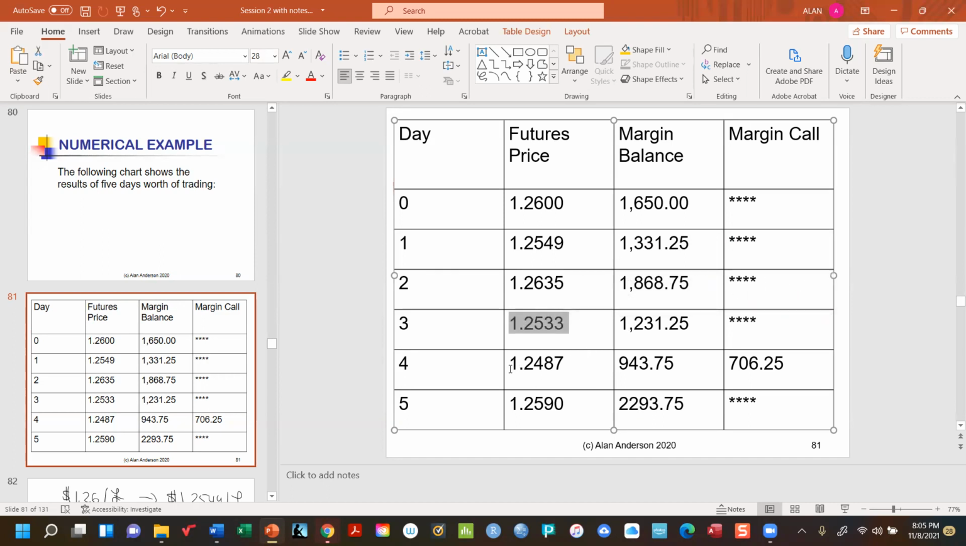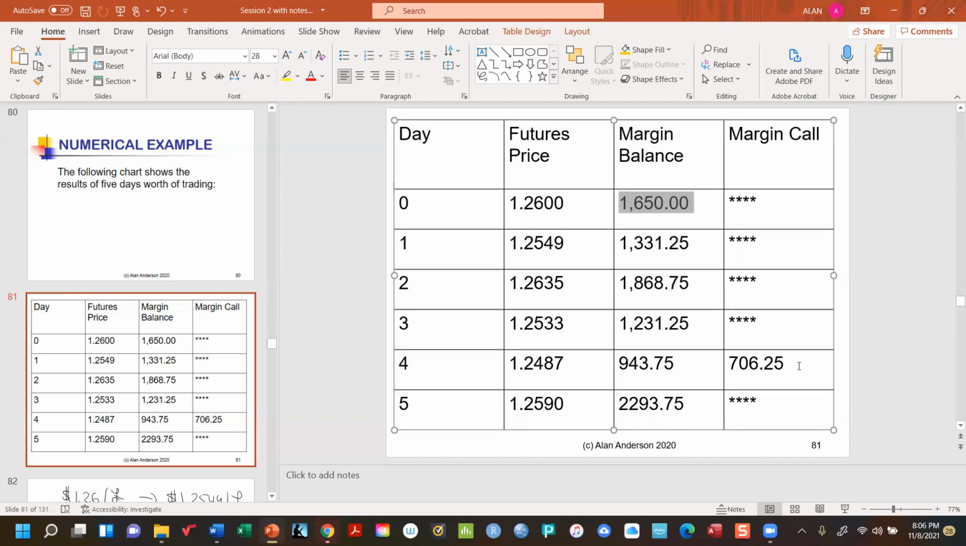And now, look where we are, 124.87. The margin balance dropped below 1,000. So we have to put enough money into this account to make sure that the total brings us back to 1650. And that means we have to deposit another 706.25 into this account to bring it up to 1650.